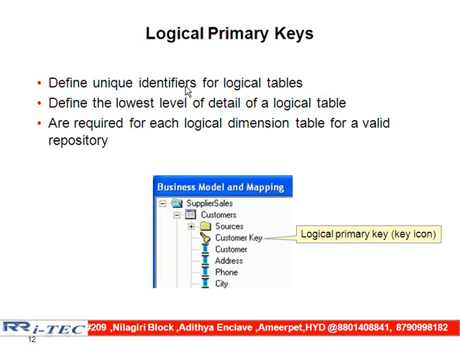They define unique identifiers for logical tables. They define the lowest level of detail of a logical table. What is the meaning? Suppose I take a DEPT table, DEPT number is the minimum column. Yes or no, sir? DEPT number is the minimum column, that is the primary key column. I mean to say the DEPT number column will not be duplicated.